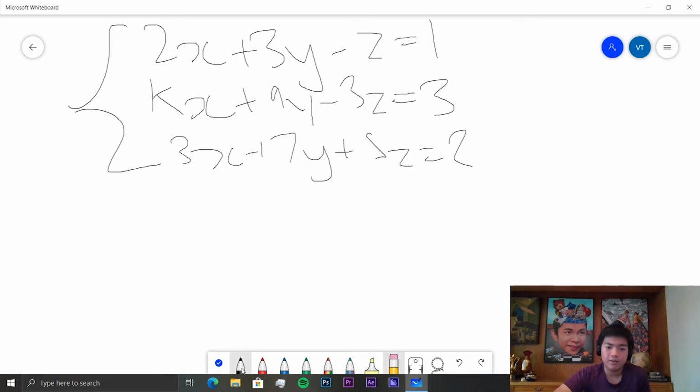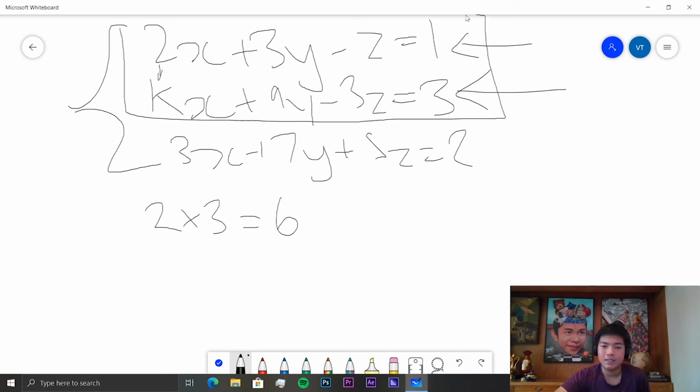Okay, we need to notice that the top and bottom equations are of the same form. Well, the middle equation, all of the coefficients are 3 times the top equation. So if we make k 2 times 3, which is 6, then we should have infinitely many solutions for these two, and therefore we should have infinitely many solutions for the entire system. So k equals 6 should be the answer.